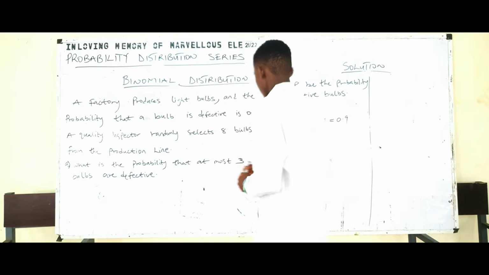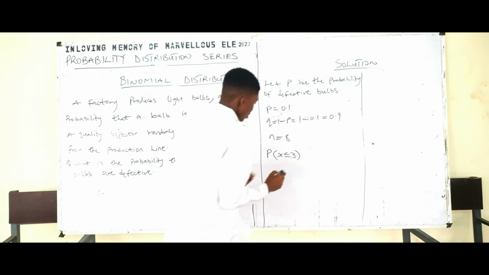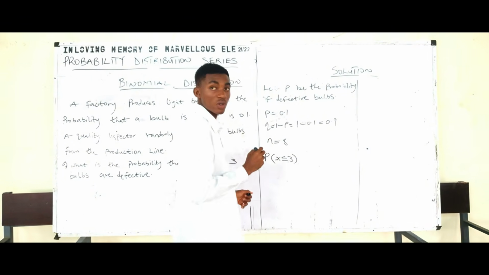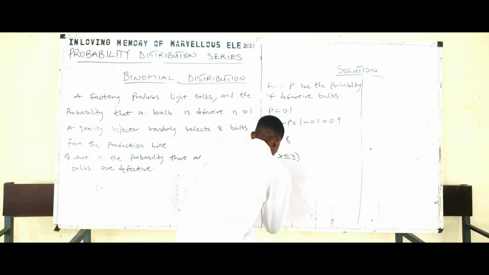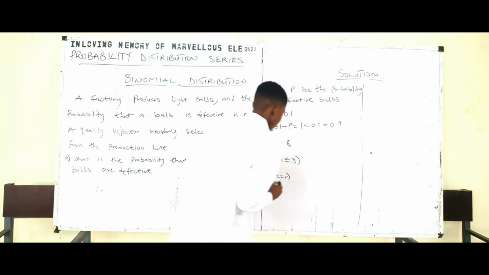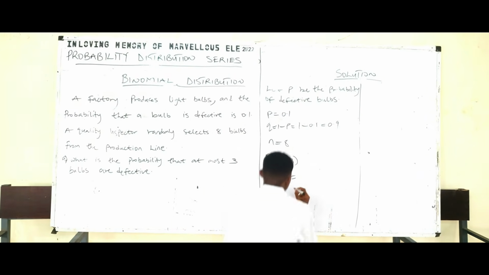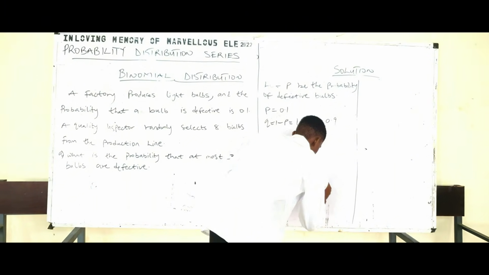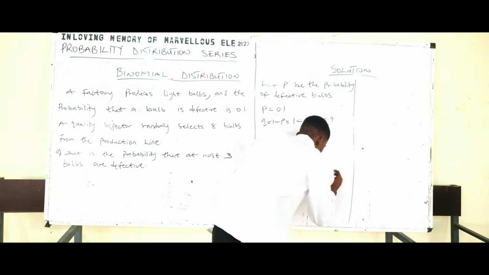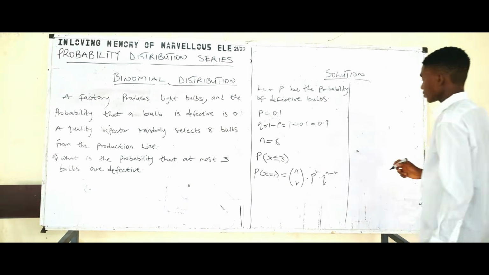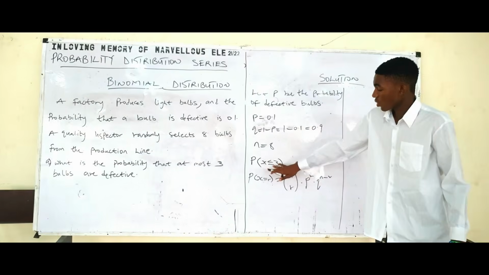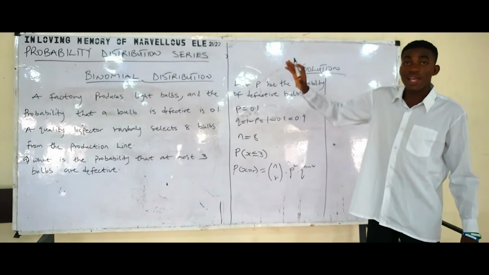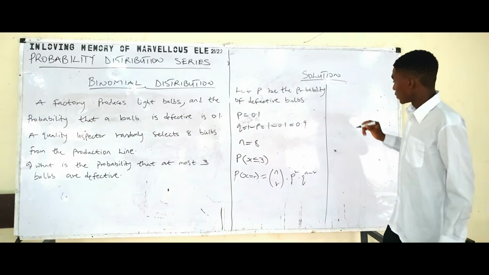So now let's continue our solving. The general binomial distribution formula is P(x = r) equals n combination r times p to the power r times q to the power n minus r. So we find the probability when x is 0, when x is 1, when x is 2, and when x is 3, and we add them together. So let's start.